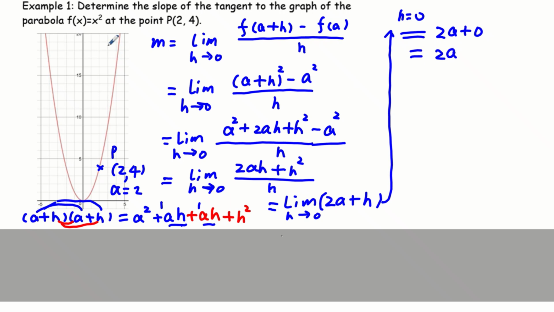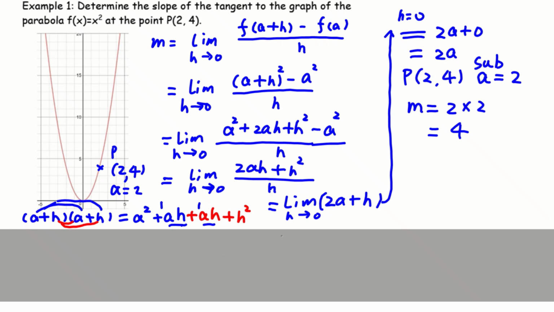So now we know on this graph, the slope of the tangent at a point x equals a is 2 times a. For this question, point P is (2, 4). So x equals 2, so the a value is 2. We sub a equals 2 into the slope of the tangent we derived above. So we are going to have the slope equals 2 times 2, which is 4. Then this question is done.